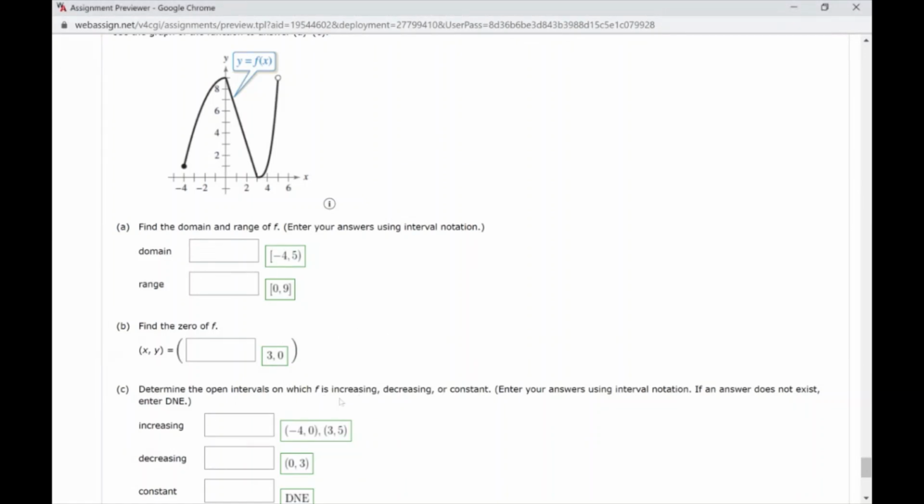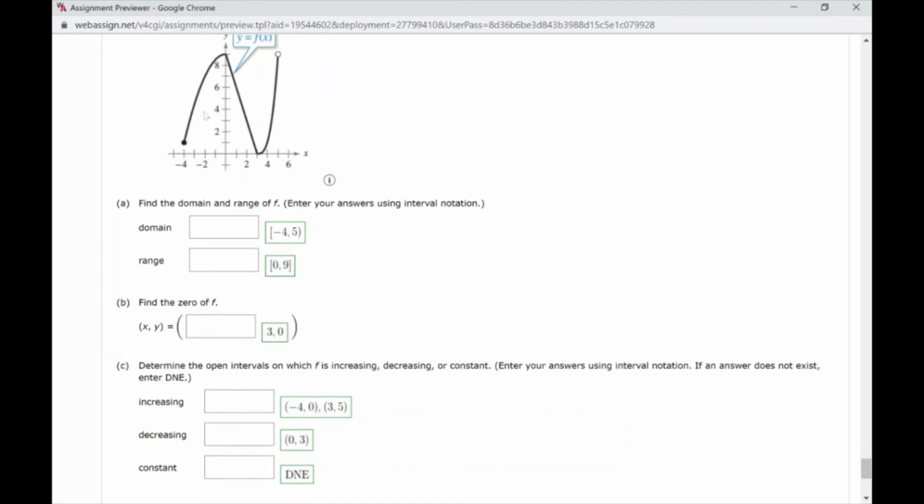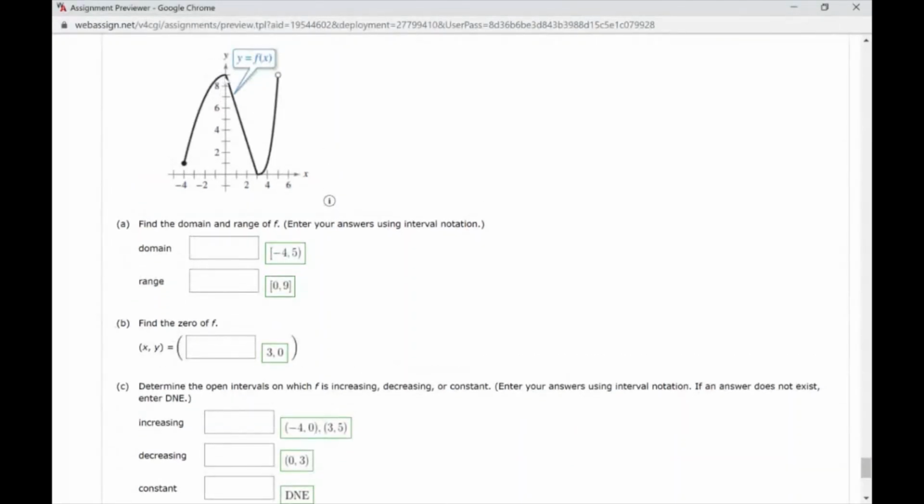All right. Increasing intervals. If we start from left to right and I trace it, I am going from here. What is this x value? Negative 4. Yep. I'm increasing all the way to this. What is this x value? 0. So from -4 to 0, I am increasing. With increasing, decreasing, constant, I always look at the x values and I always put a parenthesis no matter what.